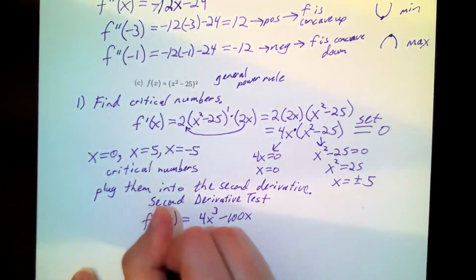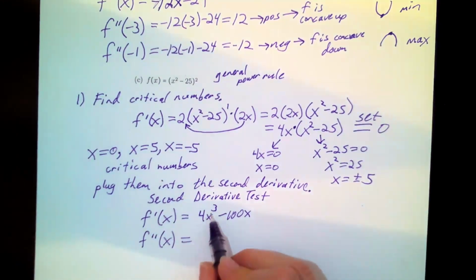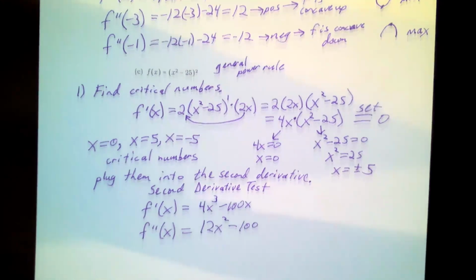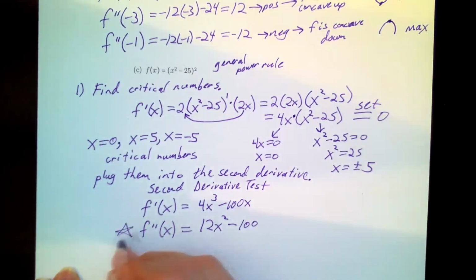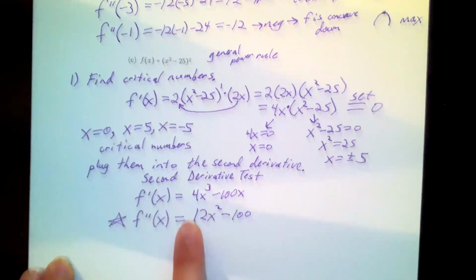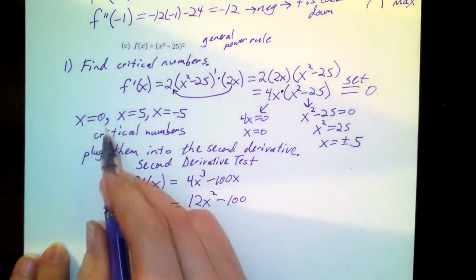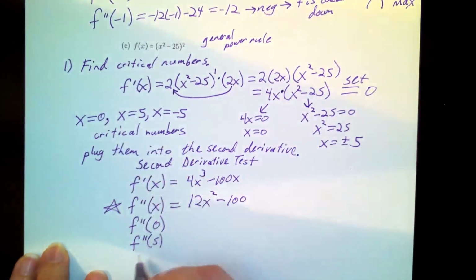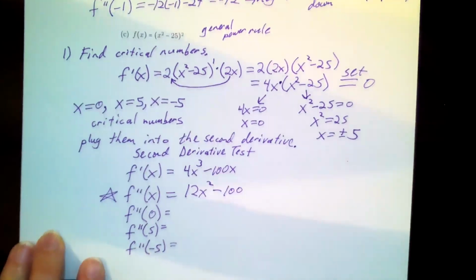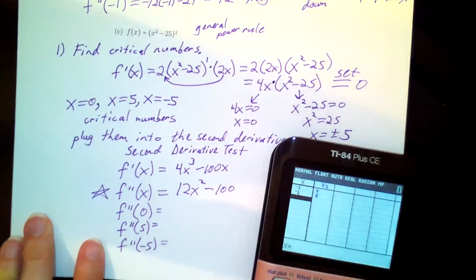Now let's find the second derivative, f double prime. Derivative of 4x cubed is 12x squared. Derivative of minus 100x is minus 100. There's my second derivative. I'm going to take each of these critical numbers right here and plug them into this and draw some conclusions. f double prime of 0, f double prime of 5, and f double prime of negative 5. I'm going to make the second derivative tattle on what the shape of my curve is at those critical numbers.